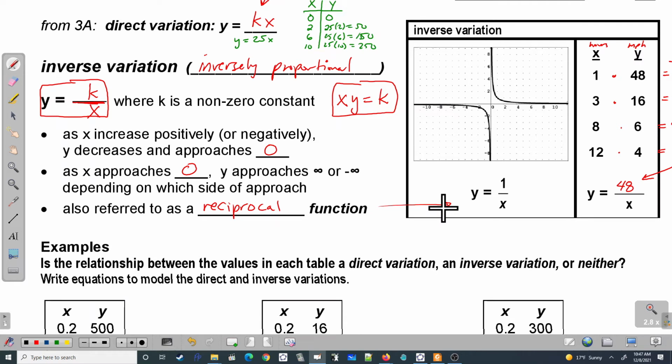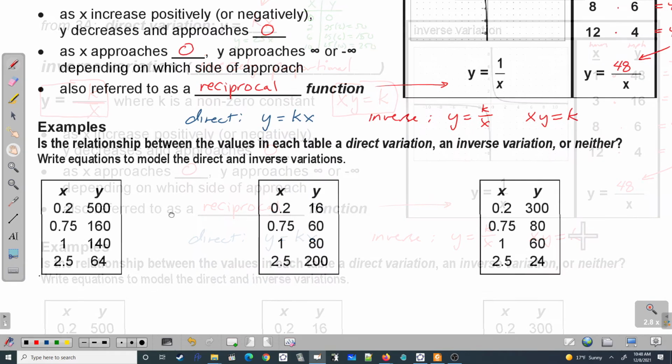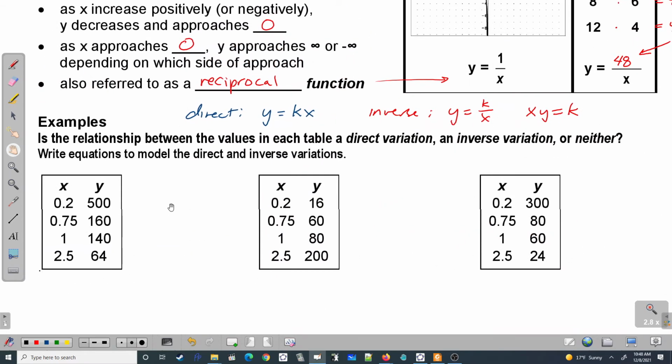One more time. Direct variation is y equals kx. Inverse variation is y equals k divided by x, or you multiply xy and you get k. Are the following tables direct variations, inverse variations, or neither?